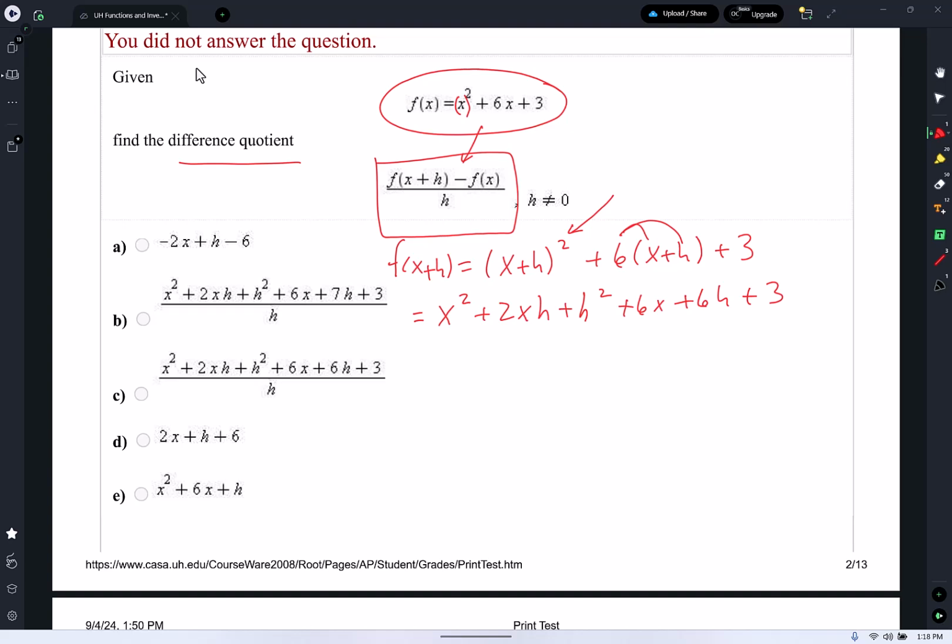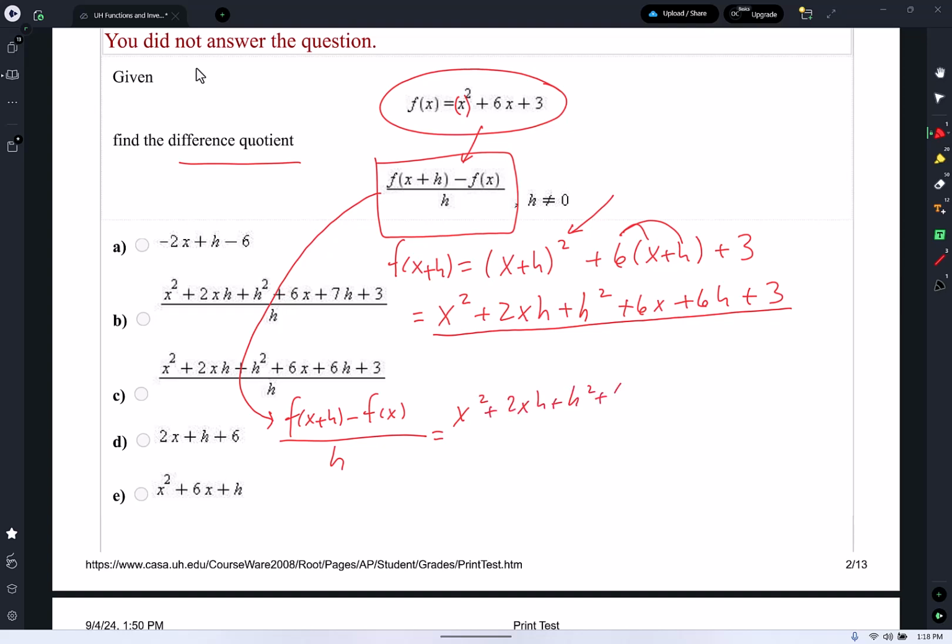Okay, now we're doing this. Let me see if I can write it here. f of x plus h minus f of x all over h equals f of x plus h, which is all this: x squared plus 2xh plus h squared plus 6x plus 6h plus 3, minus, what's f of x? Just the original equation. So I'm going to put it in parentheses: x squared plus 6x plus 3. Notice I put it in parentheses. That's your f of x there. All this is over h. So do that.